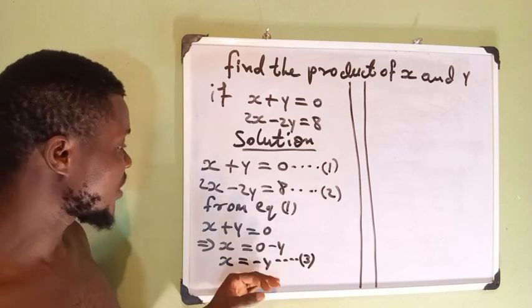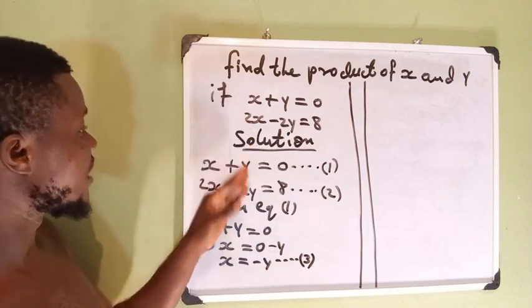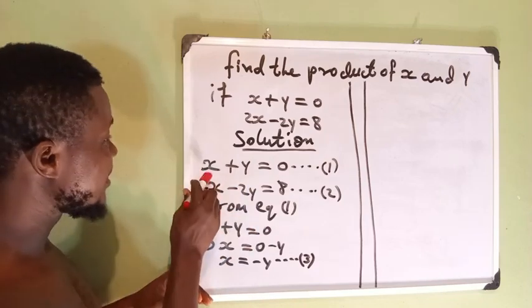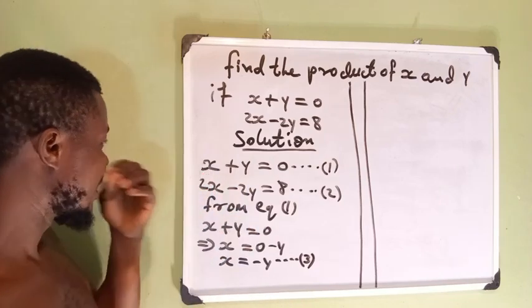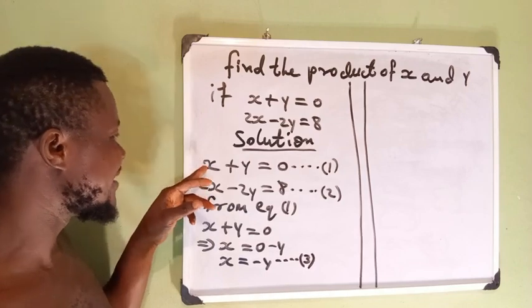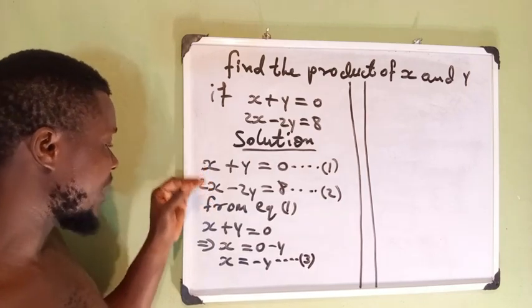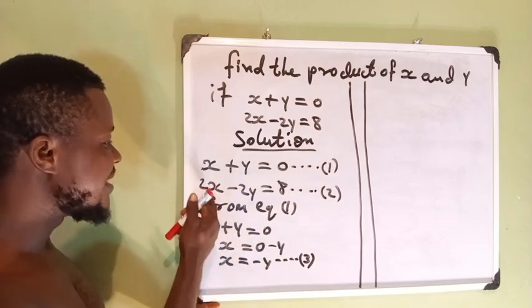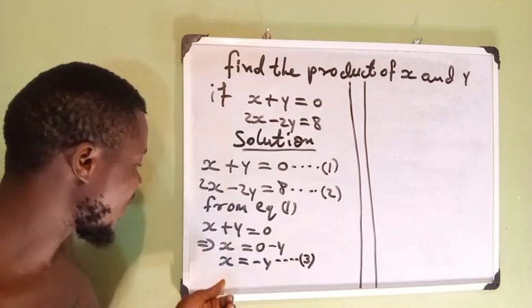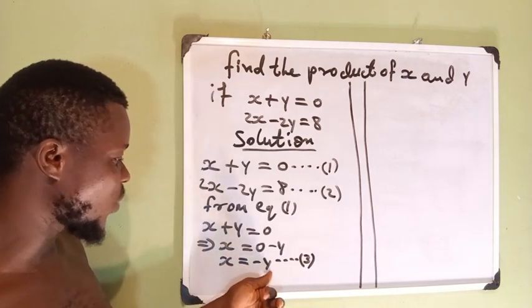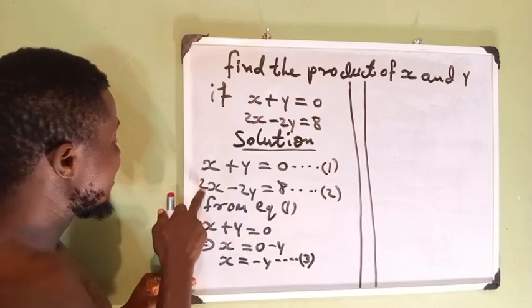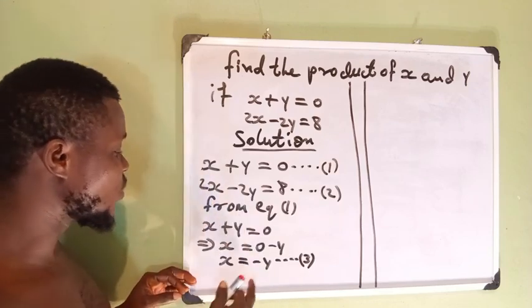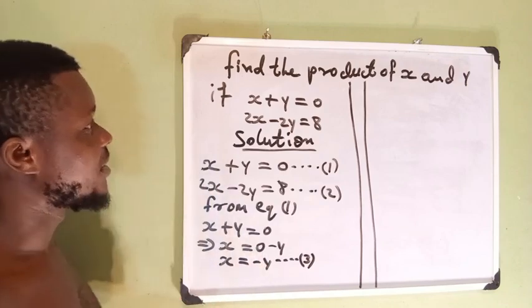Now let us go back to the original two equations. This is equation 1 and this is equation 2. And we got the value of x in equation 1. So what we have to do is to input whatever we get x to be in this equation 2. In this case, x is equals to minus y. So wherever we see x in equation 2, we put what? Minus y.